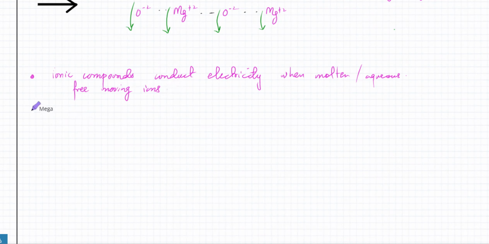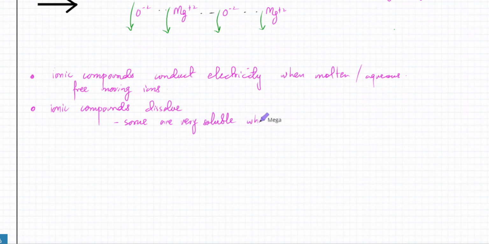So ionic compounds also dissolve somewhat, to varying extent. Some are very soluble, while others have low solubility.